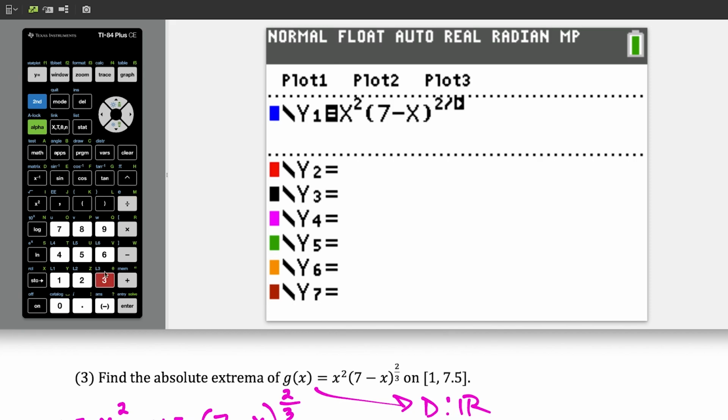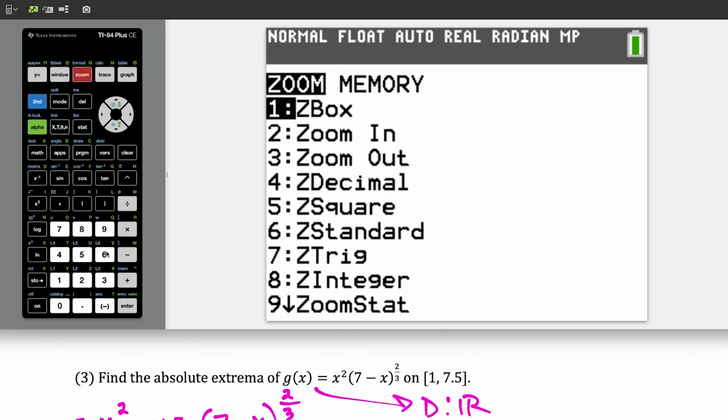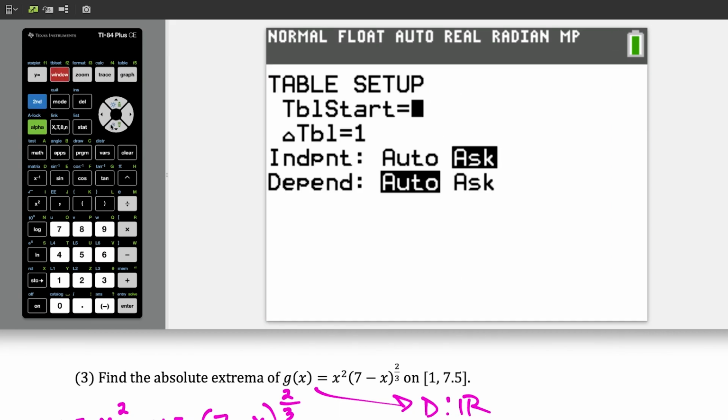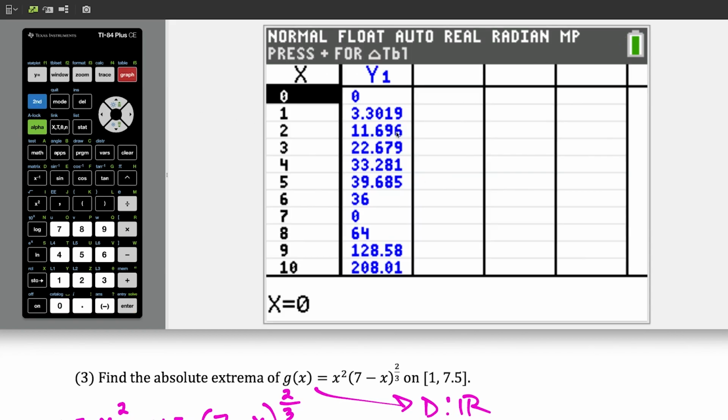And now for this part, I'm going to press zoom 6 to put the graph back to normal. And notice this is what our function looks like. We're missing some y values here. We can't see the rest of the graph. So what I like to do in situations like this is press second window and switch the table back to auto for a moment. When we press second graph, we could see what some of these values are.